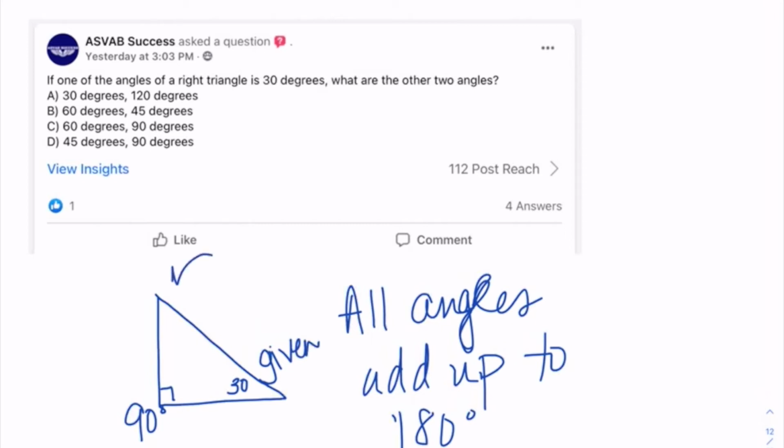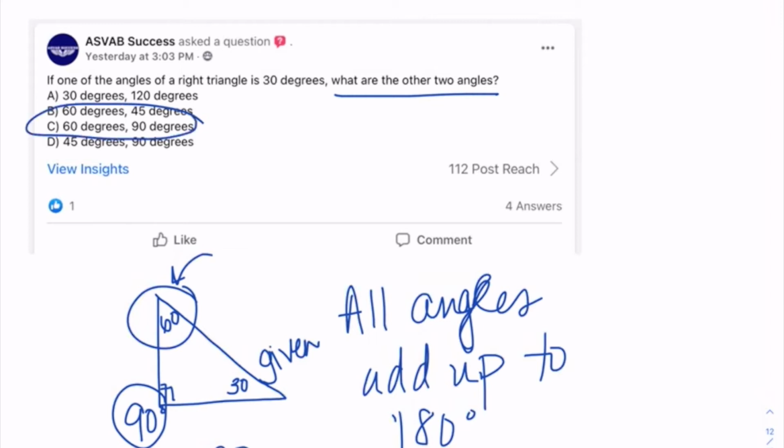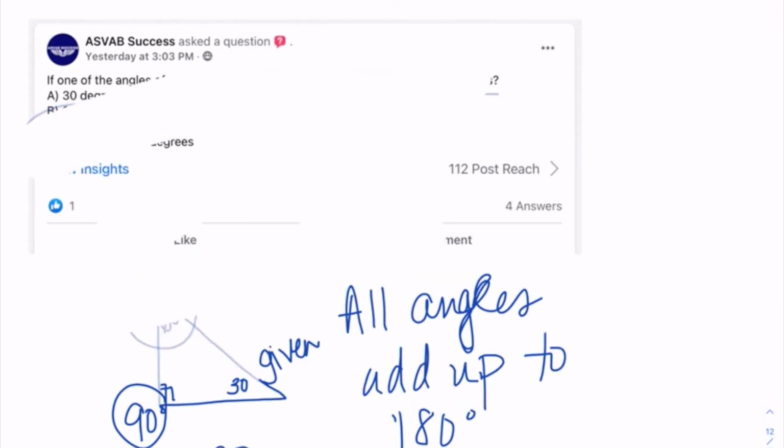What is this one? Well, if all of the angles add up to 180, 90 plus 30 gives me 120. 180 minus 120 is 60, right? To get to 180, I need 60. So I know this other one is 60. Now the question is asking me, what are the other 2 angles? Well, that sounds tricky, right? Well, 90 and 60. Those are the other two angles. So our answer here is C. Okay? All right. Awesome. Let's keep going.